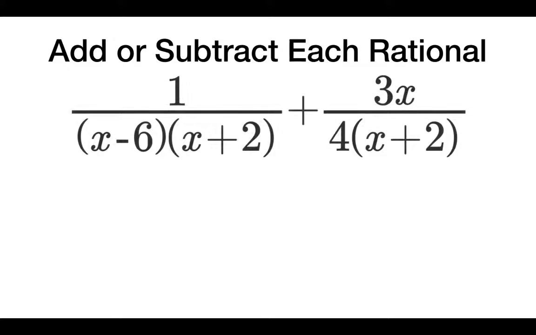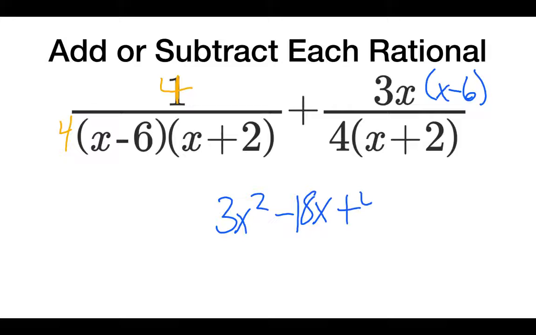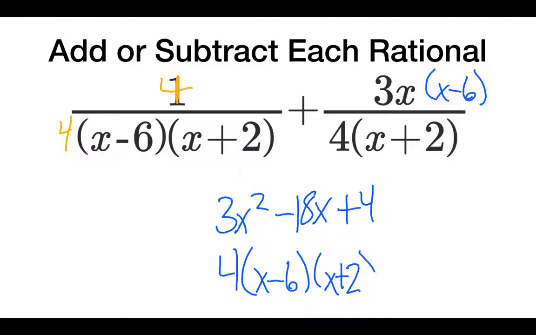Let's try another. All right, so let's see what we're missing on each side. On the left side, all we're missing, it looks like, that's on the right, is a 4, meaning this one becomes a 4. But on the right side, we're actually missing a whole x minus 6. So this becomes 3x times x minus 6. So 3x times x is 3x squared minus 18x plus 4, all over 4 times x minus 6 times x plus 2.